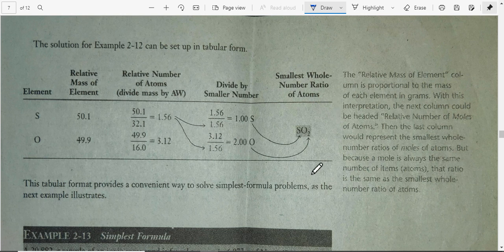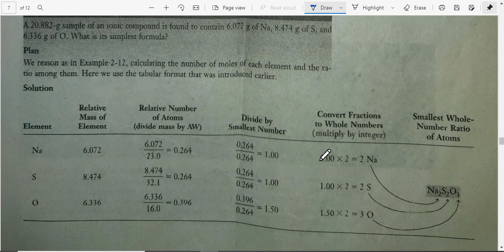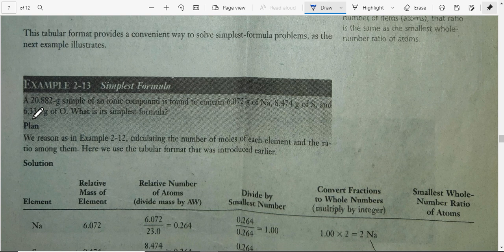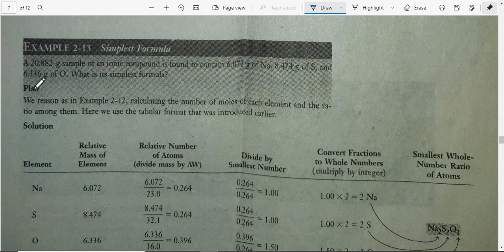Next example is this. It is a little tricky. Find the simplest formula of the compound. A 20.882 gram sample of your ionic compound is found to contain 6.075 grams of sodium, 8.474 grams of sulfur, and 6.336 grams of oxygen. What is its simplest formula?